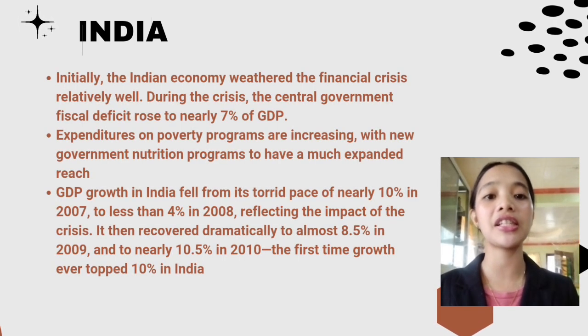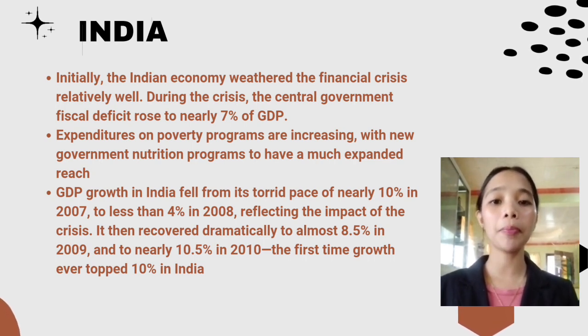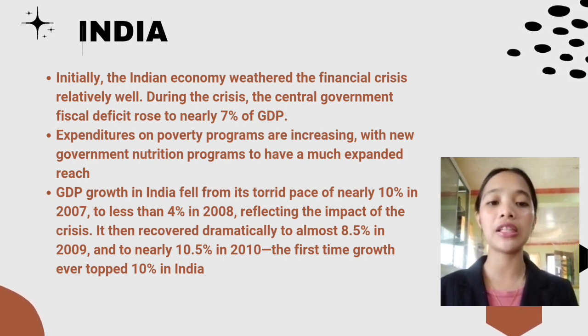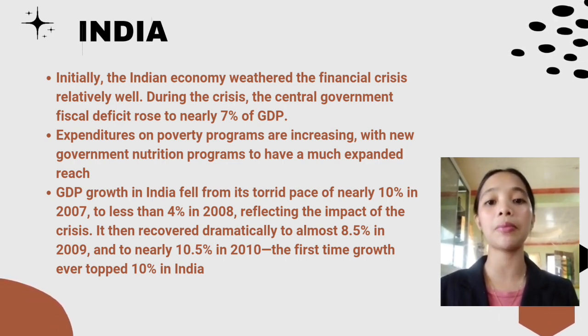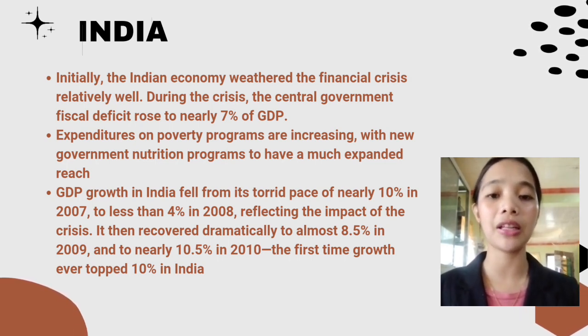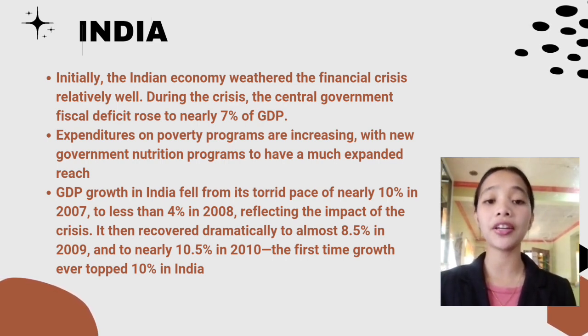Let's proceed to India. Initially, the Indian economy weathered the financial crisis relatively well. During the crisis, the central government fiscal deficit rose to 7% of GDP. This was in part a planned stimulus to maintain growth during the crisis period. Like most other countries that ran up the fiscal deficit after the crisis, leaders and economic policymakers in India now wish to reduce the deficit substantially, if not run a compensating fiscal surplus for a time.